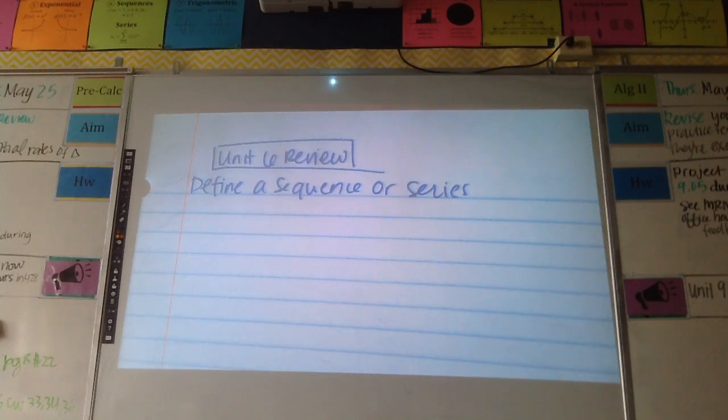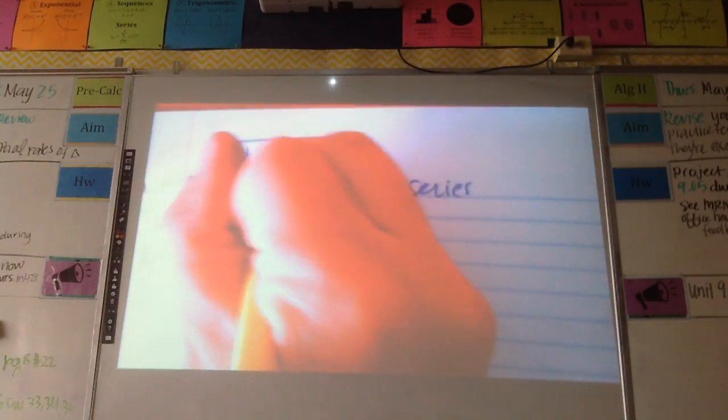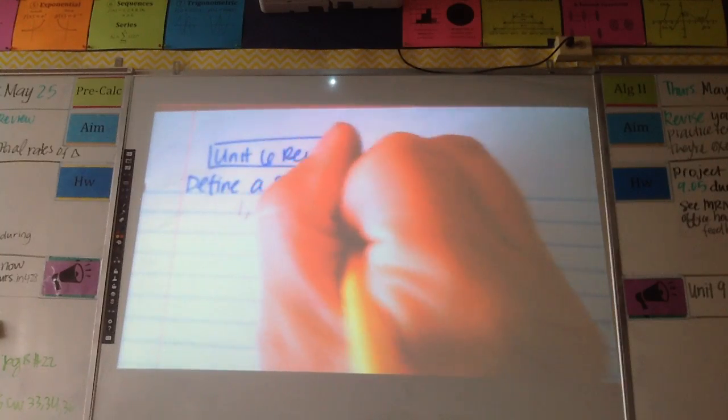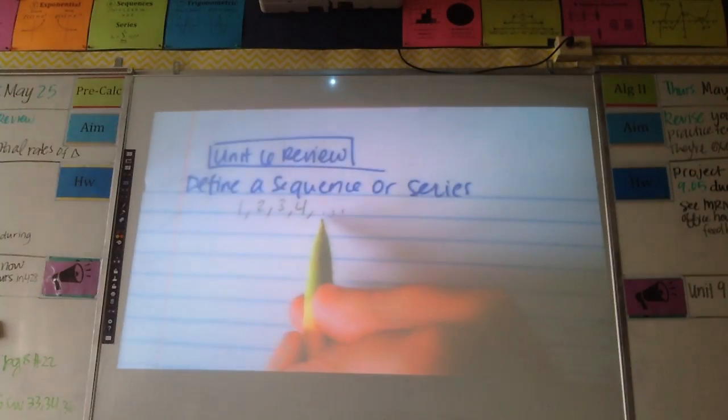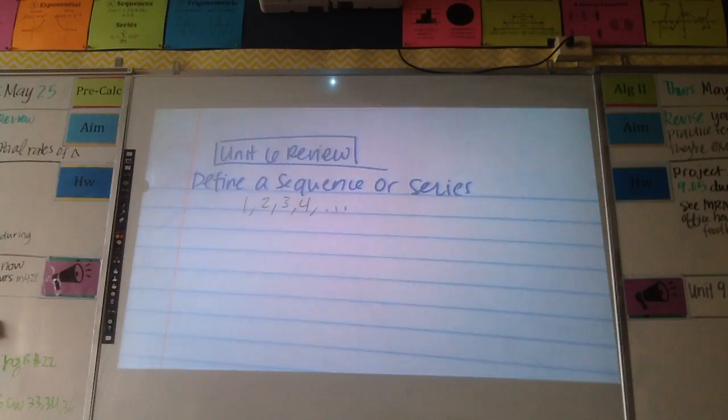Today's goal is to define a sequence or a series. Well, what is a sequence? A sequence is a list of numbers. For example, 1, 2, 3, 4, and so on. These ellipses, the dot, dot, dot, indicate that the sequence goes on forever. We'll talk about series in a minute.